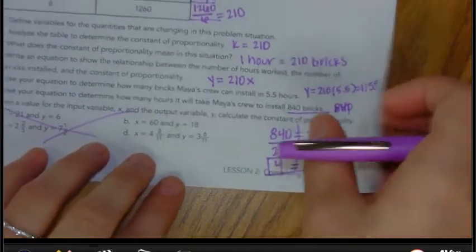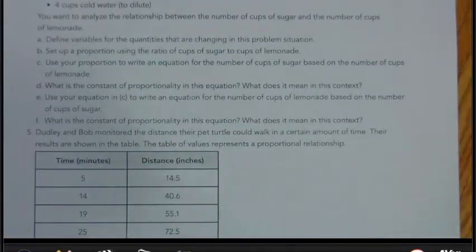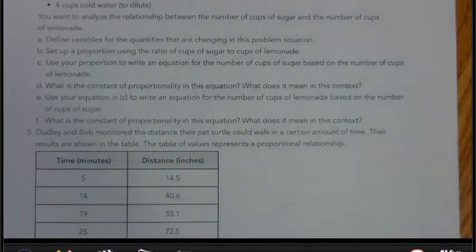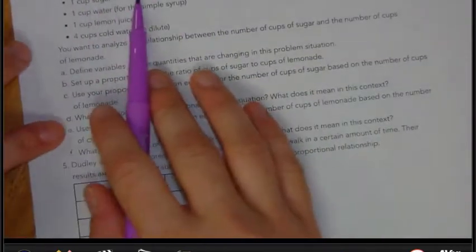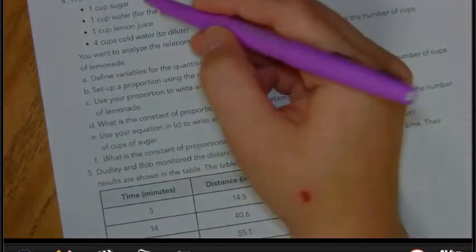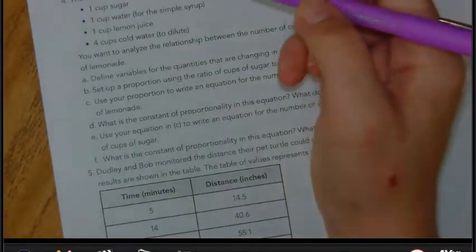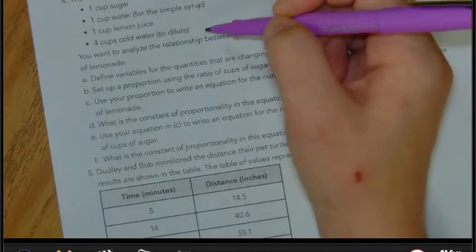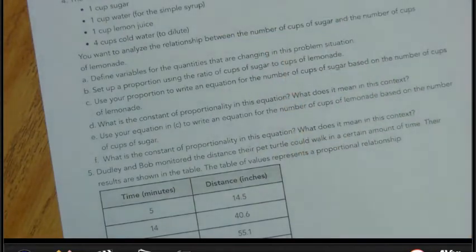All right. Let's flip on over to number 4, please. Let's see. All right, those aren't that important. Okay. The following recipe to make 6 cups of perfect lemonade is 1 cup of sugar, 1 cup of water, 1 cup of lemon juice, and 4 cups of cold water to dilute.